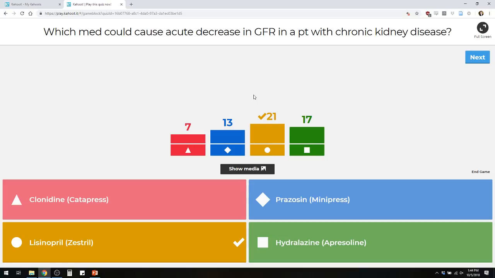It's an alpha blocker, yep, absolutely. So you're going to find that's going to dilate the vessels, no real effect on GFR. Hydralazine is what kind of drug? It's going to be another arterial dilator. Again, should be acting very similar to prazosin. Really shouldn't see any effects there.